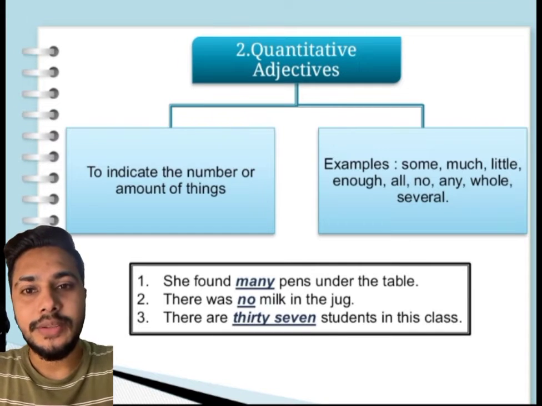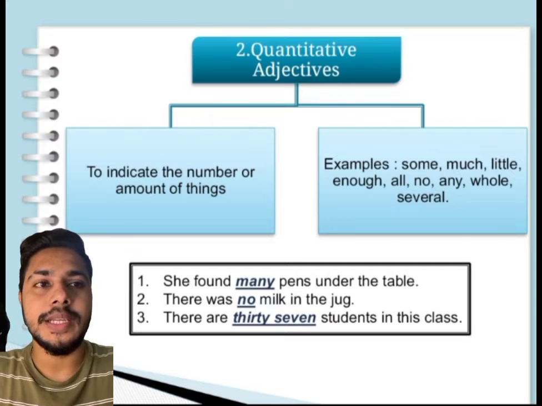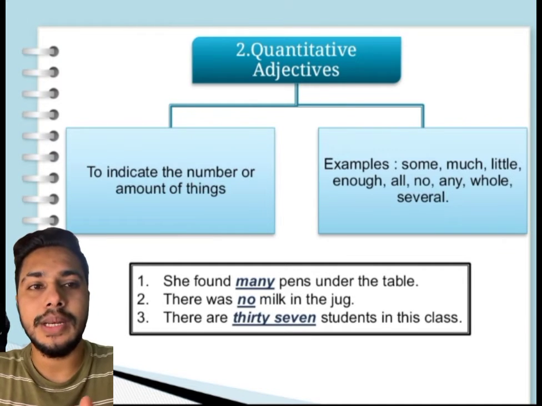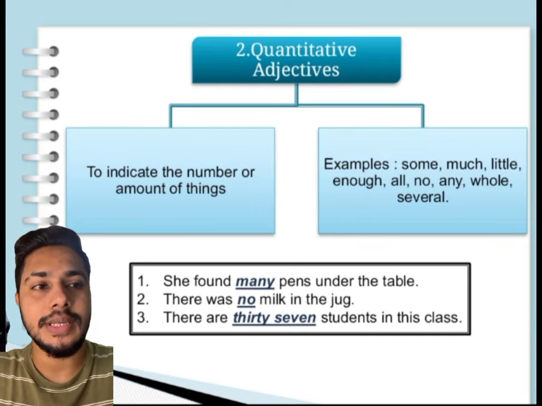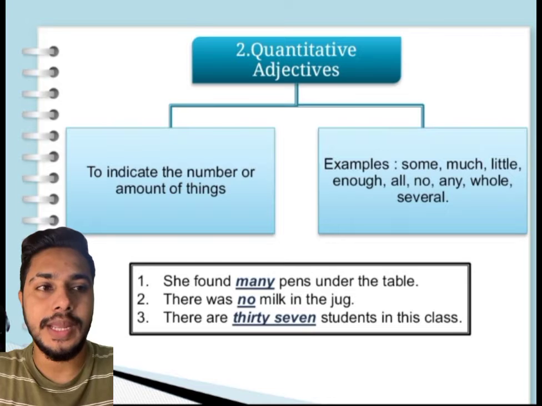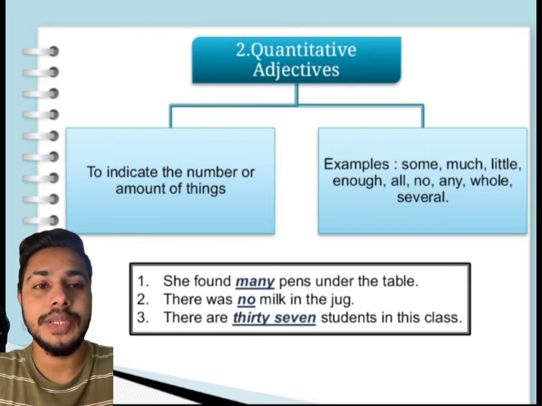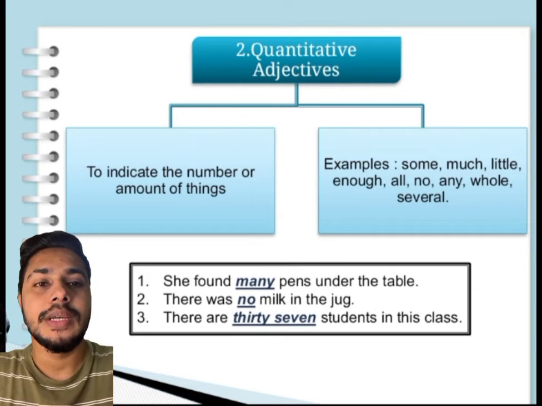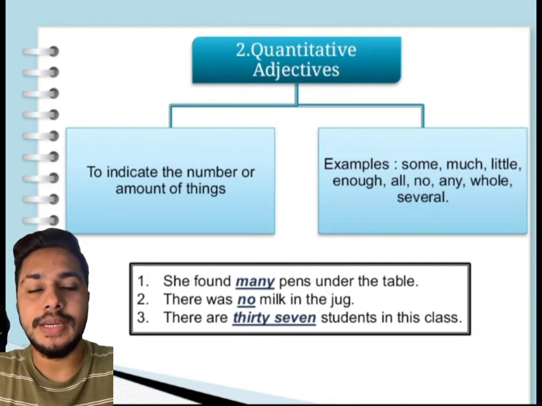Quantitative adjectives indicate the number or amount of things. For example, some, much, little, enough, all, no, any, whole, several. The sentences we can use are: She found many pens under the table. There was no milk in the jug. There are 37 students in the class.